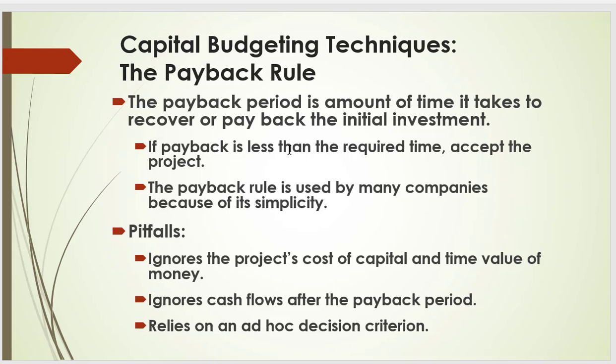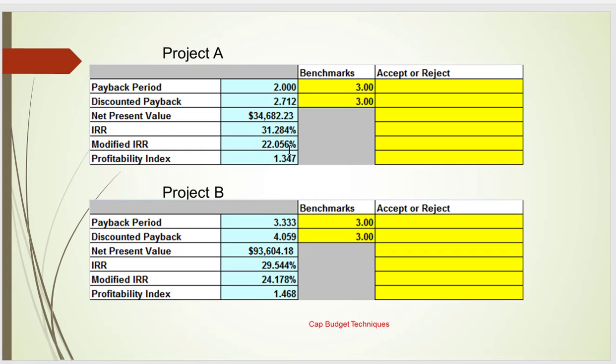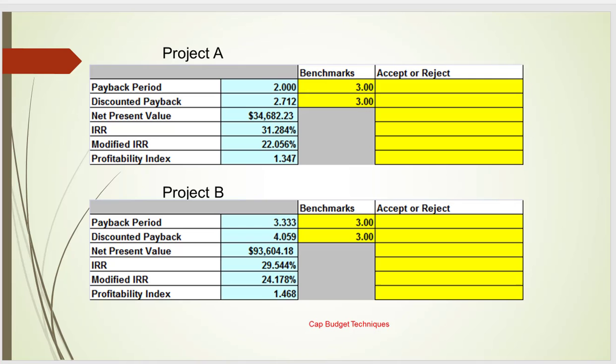And then finally, it relies on this subjective decision, right? How do managers come up with the idea that we need to get our money back in a certain period of time? So if you look at payback period for these two projects, for project A, management said you have to get your money back in 3 years, and it turns out you get your money back in 2. So project A is acceptable.